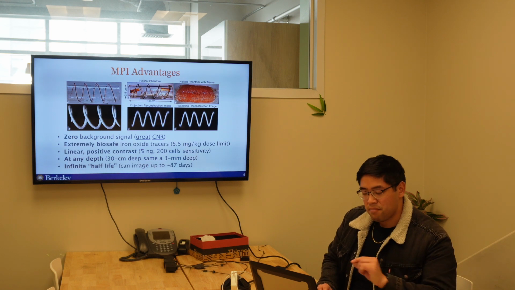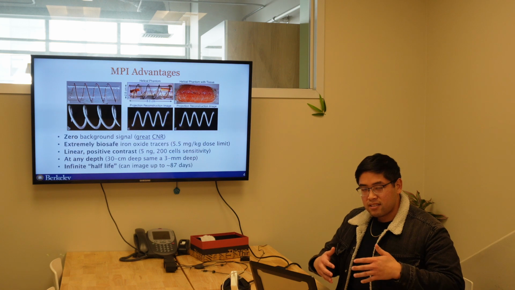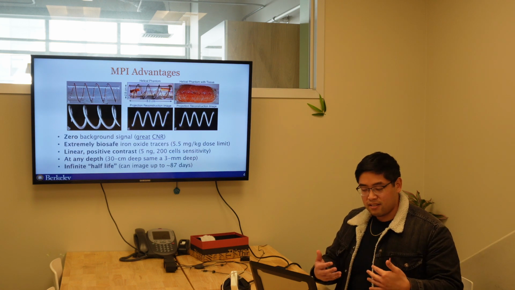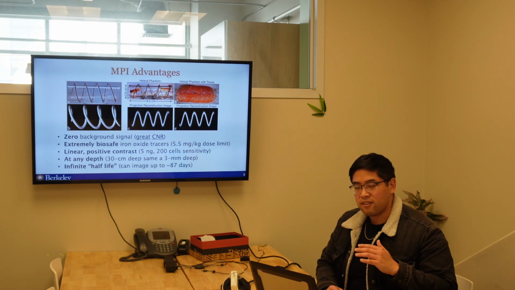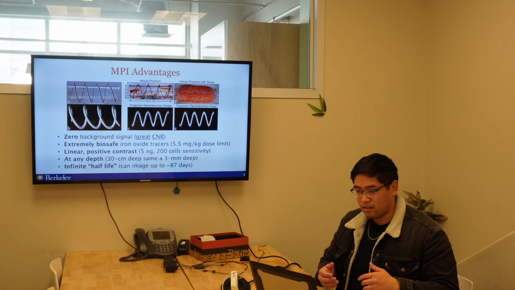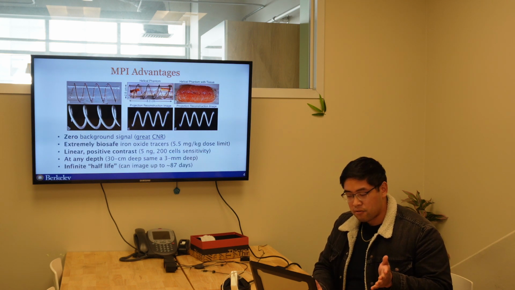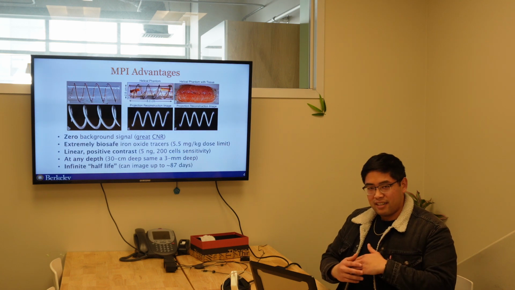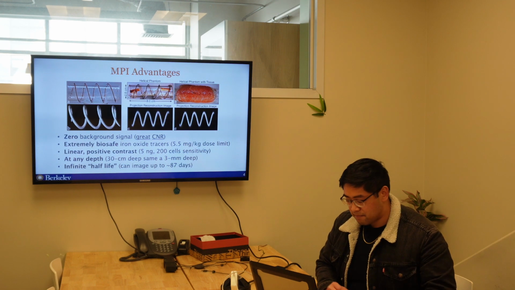And there is no depth attenuation. So particles that are 30 centimeters deep into the body give the same signal as particles that are 3 millimeters deep. So we don't suffer from depth attenuation similar to optical methods or ultrasound. And these particles have a quote unquote infinite half-life. So in our cell tracking experiments, we were able to image labeled cells up to 87 days in a mouse.